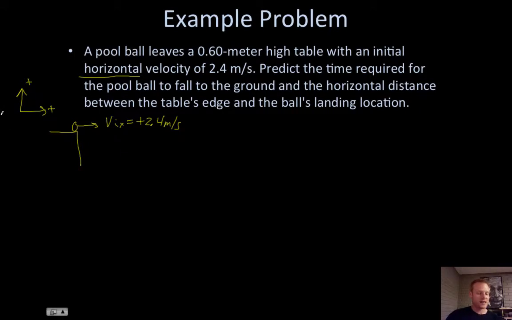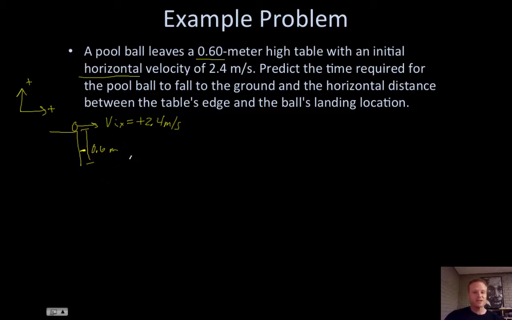Now, with this guy, oh, one other thing that they tell me too, sorry, I should have put this in the picture, is that it leaves the table that's 0.6 meters high. So this distance from here to there is 0.6, and it's actually negative. Sorry, I should have put that a little bit further. Negative 0.6 meters. Why? Because it's down, right? It's starting here and it's going down. So it's negative 0.6 meters down.